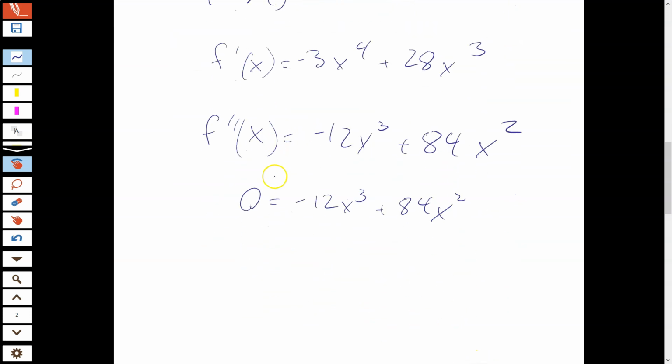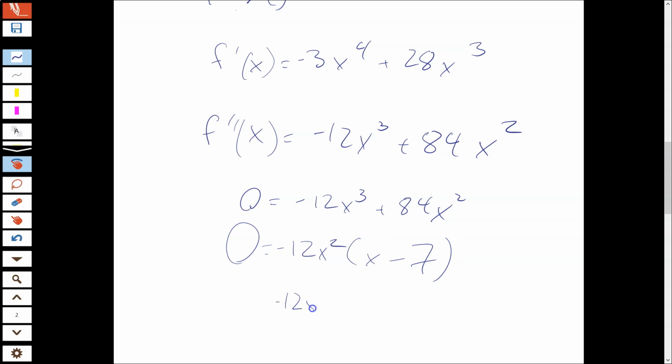And I'm going to factor out my 12x squared. Negative 12x squared is what I can factor out. So I'm left with just positive x, and then negative 12x squared, I divide it into this term, I get negative 7. Okay, so there's my factored form.